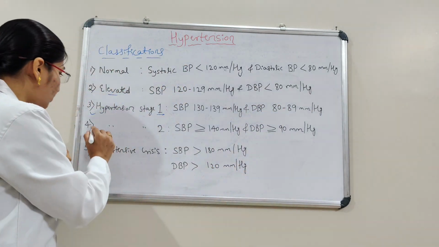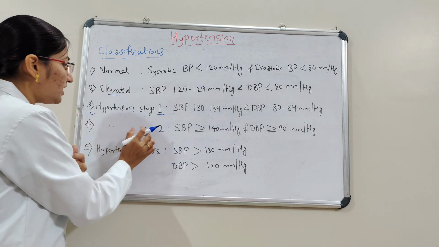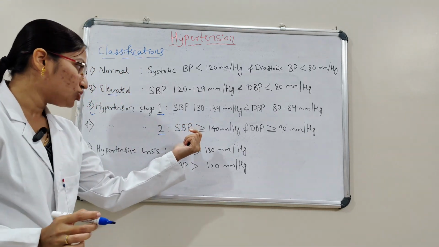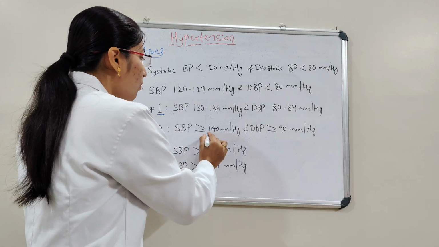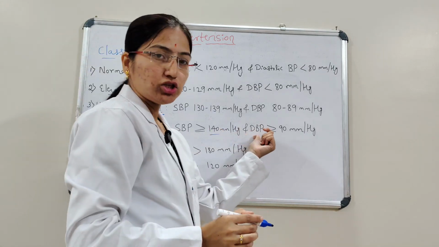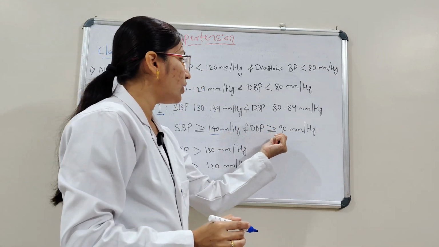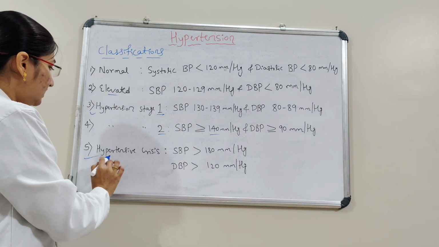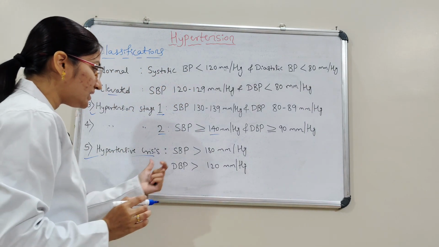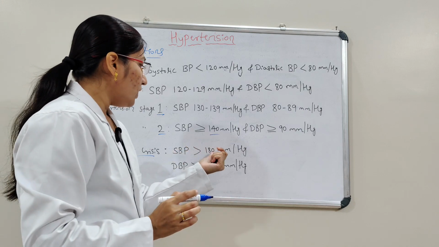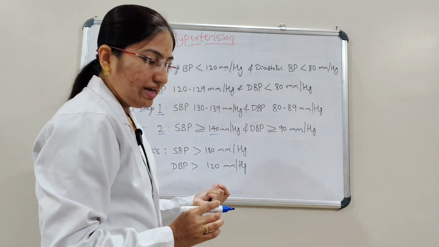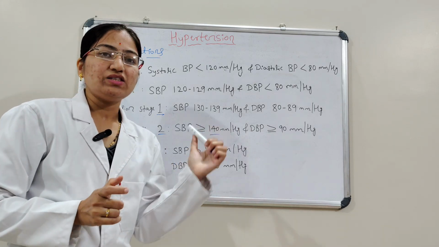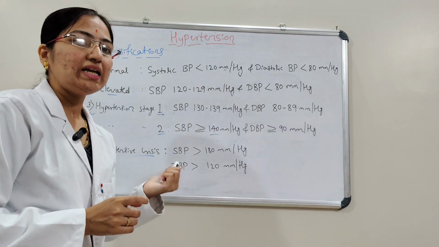And then comes the fourth one, hypertension stage 2. That is, systolic blood pressure is greater than or equal to 140 mm of Hg and then diastolic will be greater than or equal to 90 mm of Hg. And then comes the last one, that is hypertensive crisis. Here, systolic will be greater than 180 and then diastolic will be greater than 120. These are the classifications based on the readings.